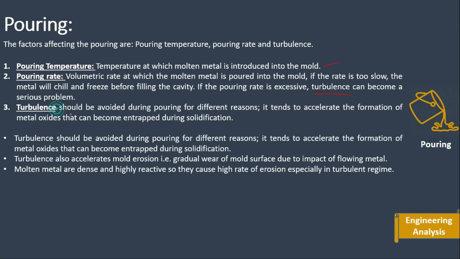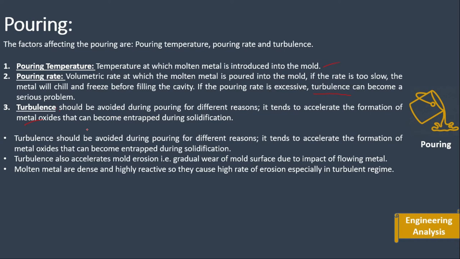Why should turbulence be avoided? Because turbulence accelerates the formation of metallic oxide, and these metallic oxides are brittle in nature, and because of the brittleness, they can act like a stress raiser in the whole material. So these metallic oxides should be avoided by avoiding the turbulence during the pouring.